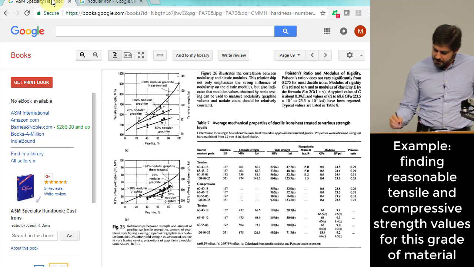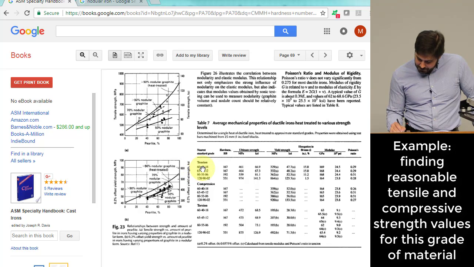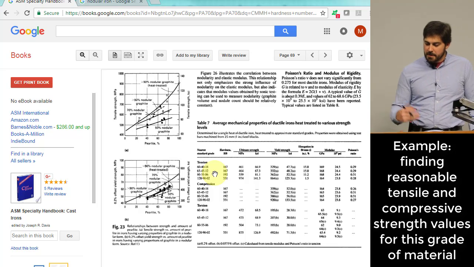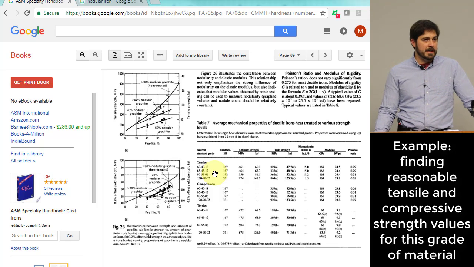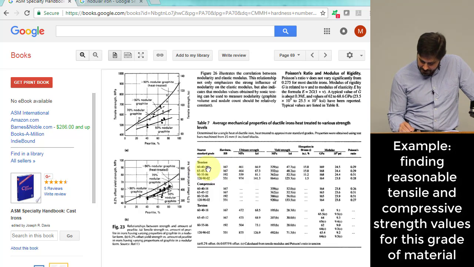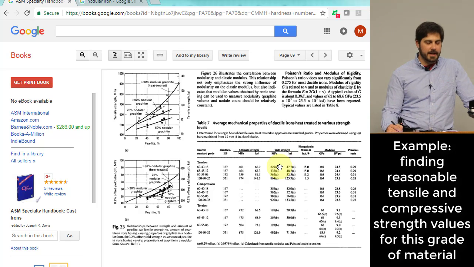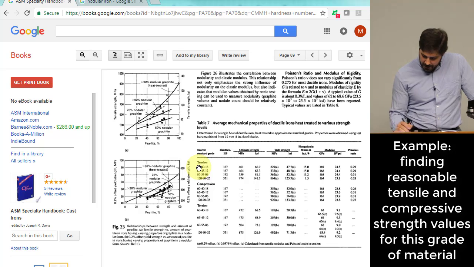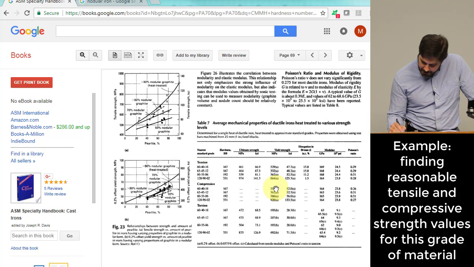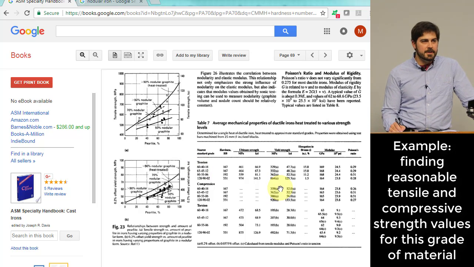And one of the ones that you'll see here, this is our material, 60-40-18. And basically this is saying these are some expected values that you might have for these grades of ductile cast iron. Okay, what you'll see here is that we're expecting a yield strength of 329 MPa in tension. Okay, and we're expecting 359 megapascals in compression.